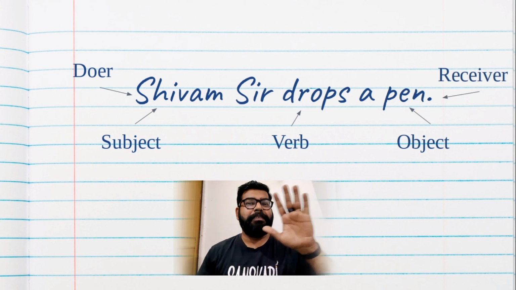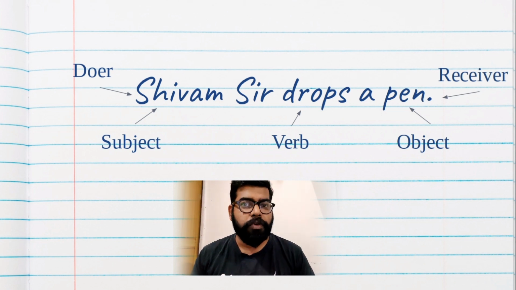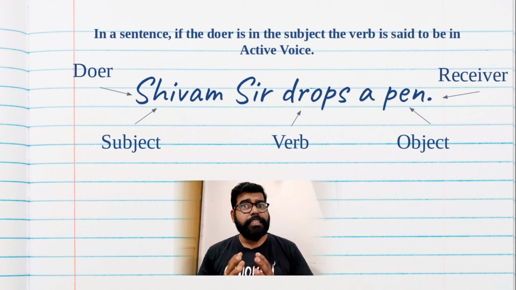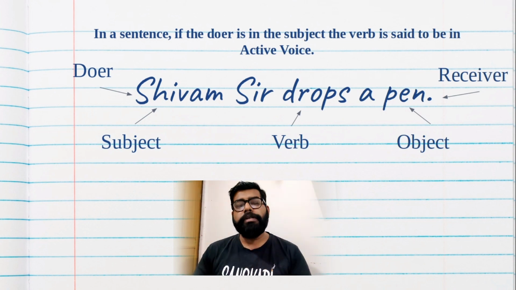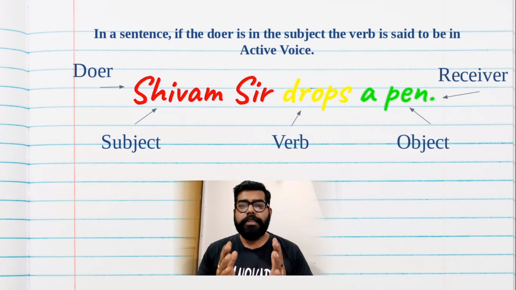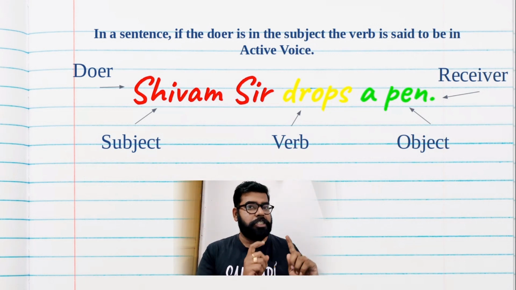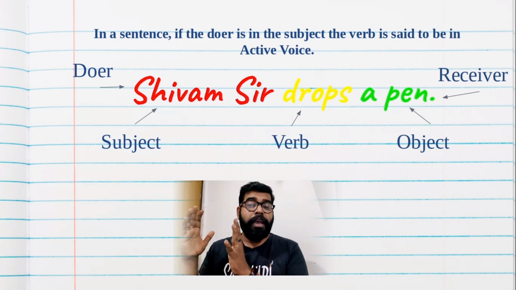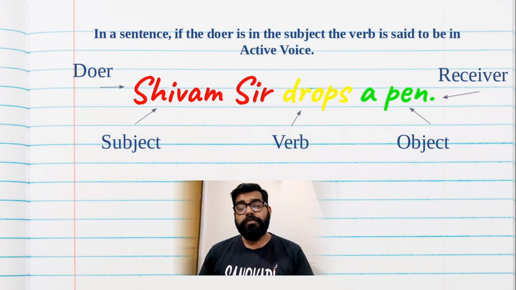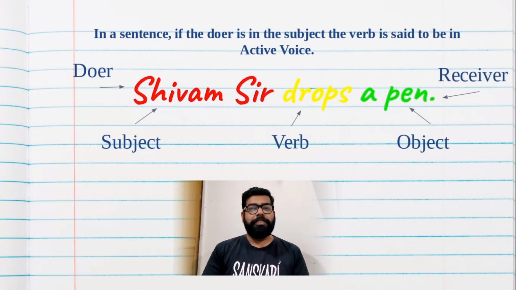So with this example, we can easily frame the definition of active voice, which is in a sentence, if the doer of the action is in the subject, the verb is said to be in active voice. So we can easily divide the subject, verb, and the object here. The subject and the doer is Shivam Sir. The verb is drops. Shivam Sir is in red, the drops is in yellow. And the object, which is in green, which is a pen, is also the receiver of the action.